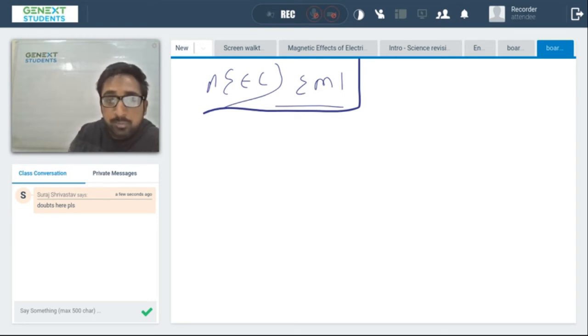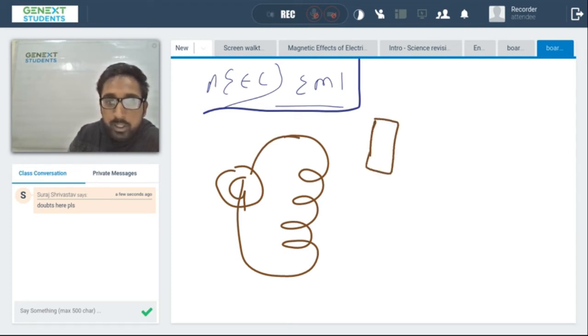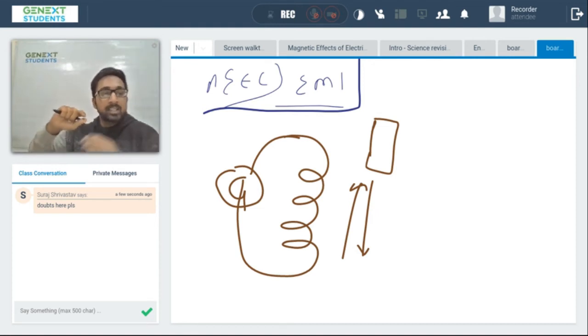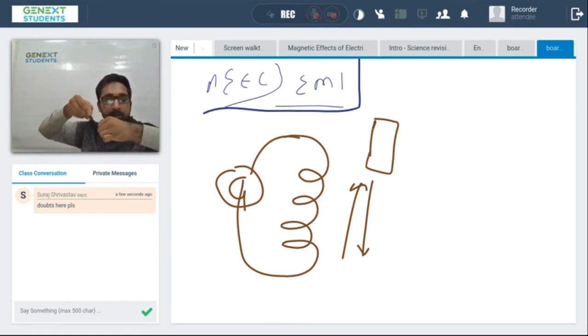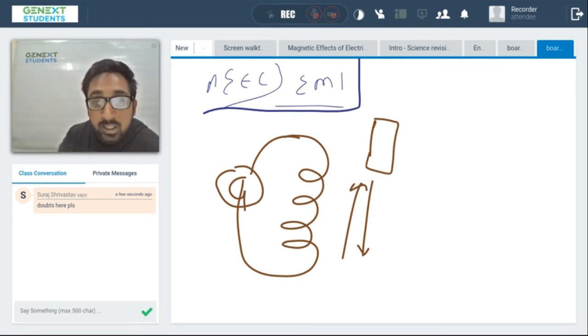Electromagnetic induction means, if you have a wire coiled like this and you have a galvanometer over here and you have a magnet over here, and you move this magnet to and fro, you're not rubbing the magnet on the wire. Let's assume this is the coil. You're just moving the magnet at a distance, in front of the coil. What happens? You will see a current is generated in the coil.